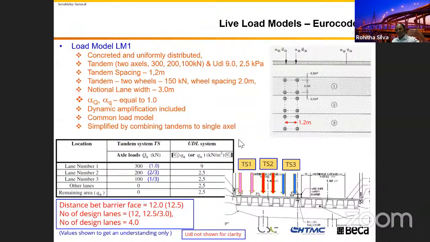As I mentioned to you, there is no difference between the design codes. They represent it in the same way. LM1 is your design load model in Eurocode. Yeah, you can use it. Right. This is the load model you're going to use when you're designing using the Eurocode.